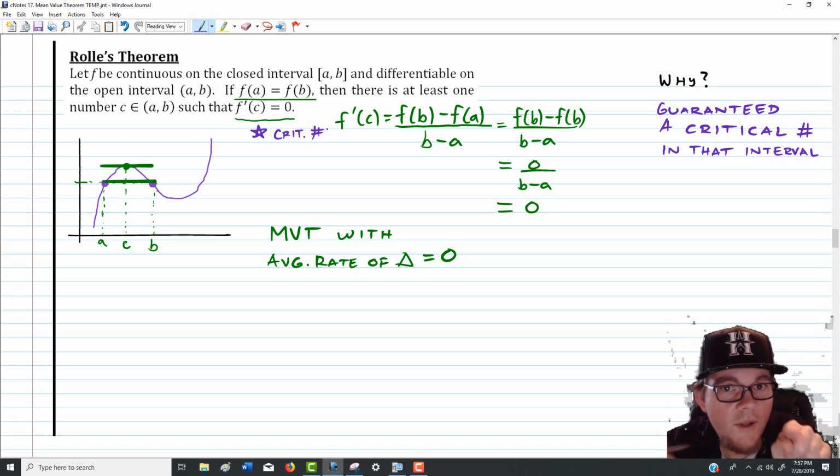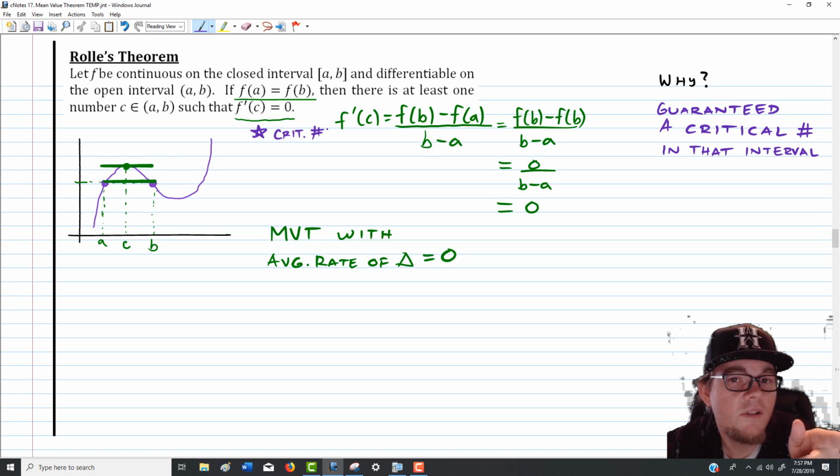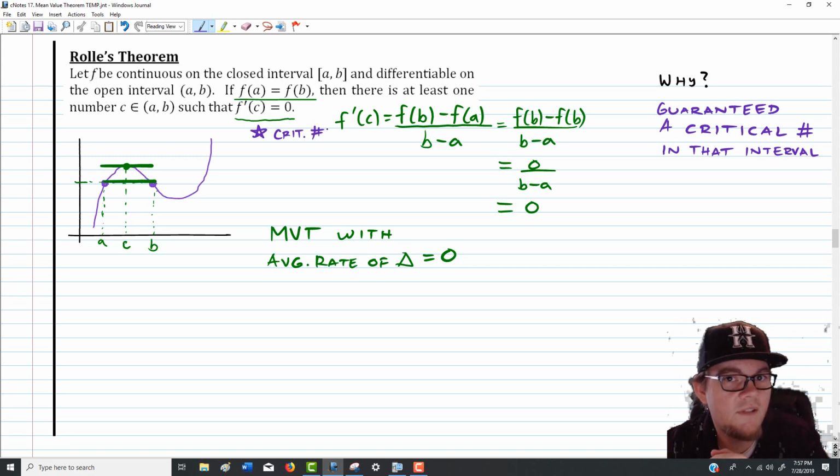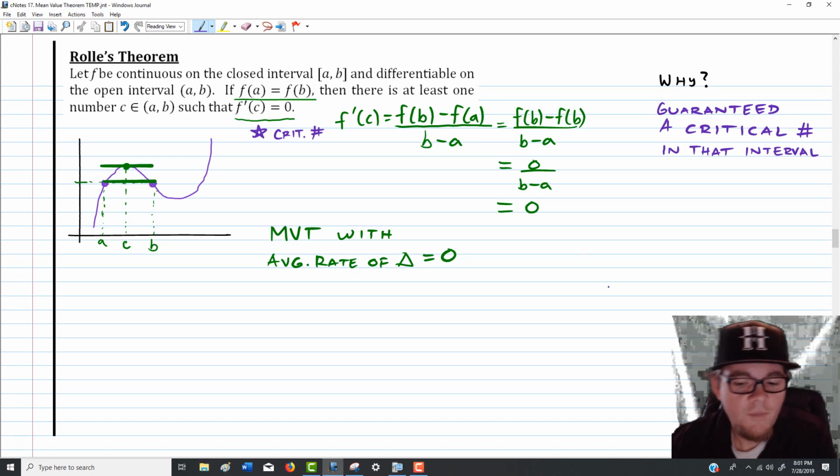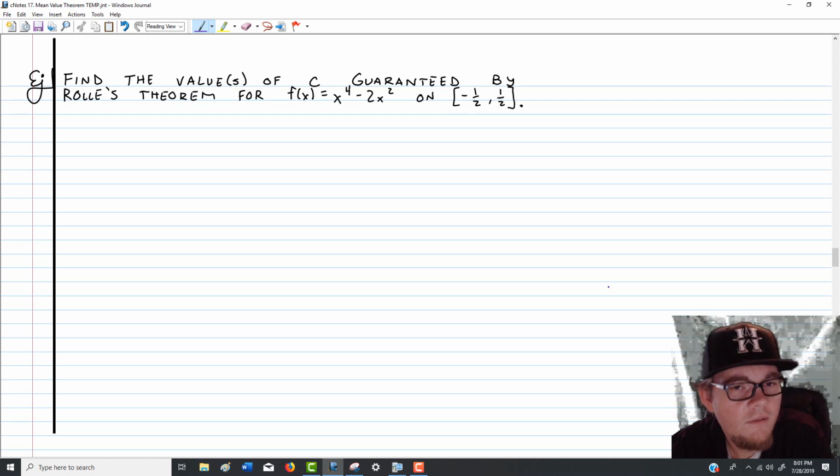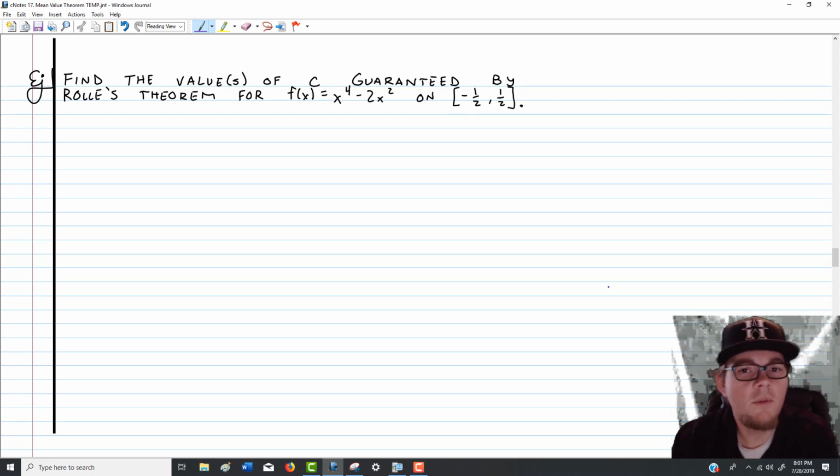In this case, we're saying if our endpoints are at the same spot and our function's continuous and differentiable, there's a spot in there where we might have a maximum or minimum. So you should investigate. With that said, I wanted to hit one quick example involving Rolle's theorem just to illustrate it once, and then we'll call it a day and wrap this lesson up with a quick little review.